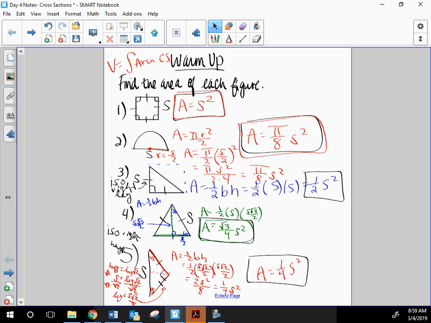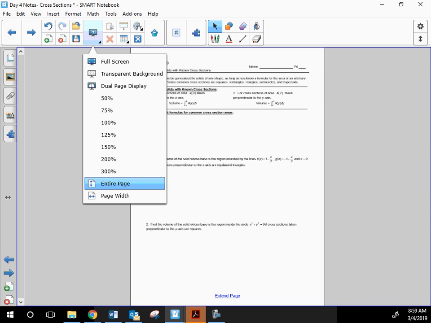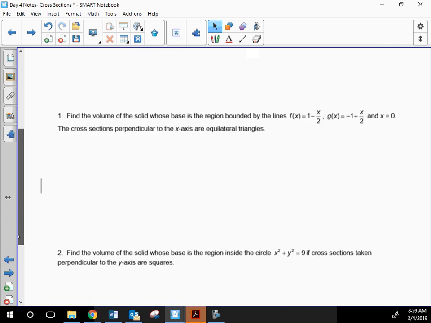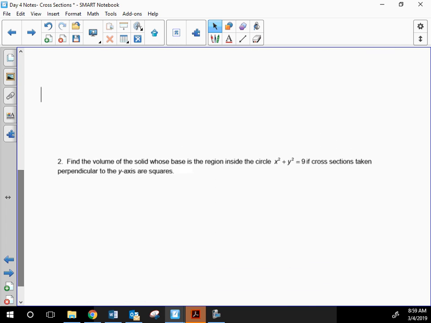It's wooden blocks. Okay, so again, the idea what we have happening here is that we're given a region. Okay, so I'm going to jump ahead for a little bit. Let's take a look at number 2.